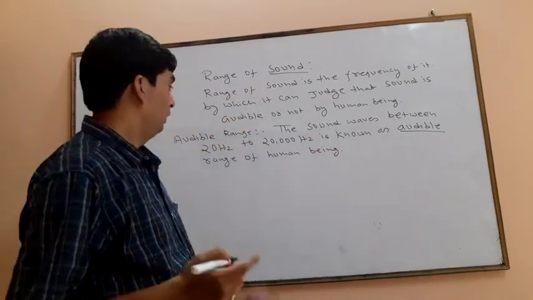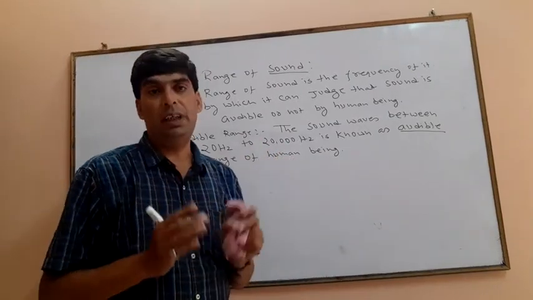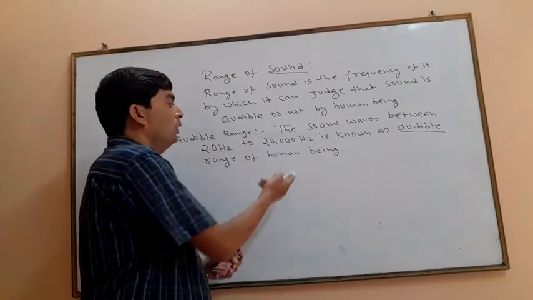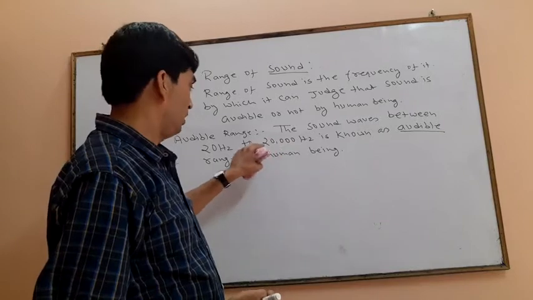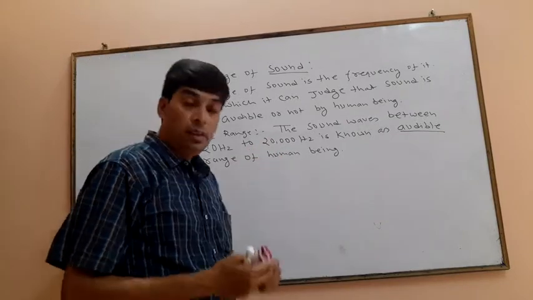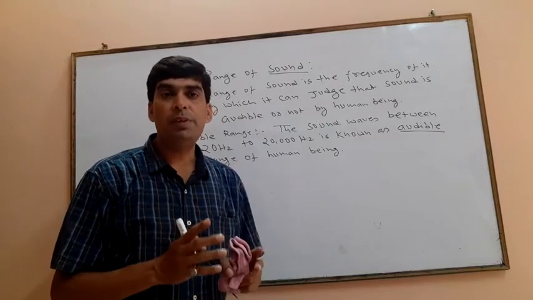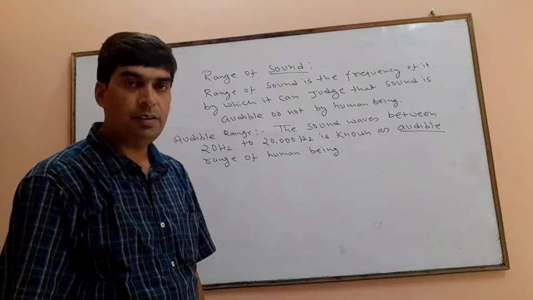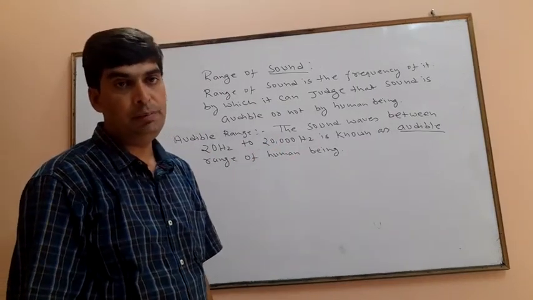Now listen, this is student. Neither 20 hertz nor 20,000 hertz, it's between that. That means not everybody can listen to the sound between 20 to 20,000 hertz. Somebody can start from 40 hertz also. Somebody can't listen to the sound up to 18,000 hertz also. These are not fixed, but a common or standard value, that between these two, human beings can listen. So that's why it is known as audible range of human being.